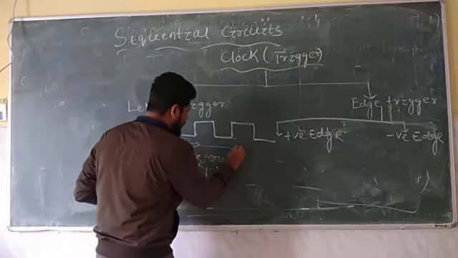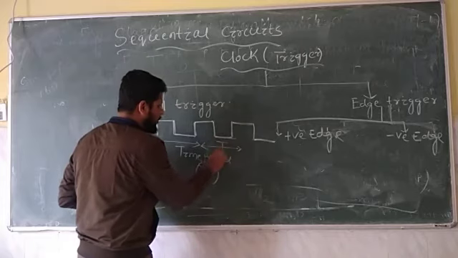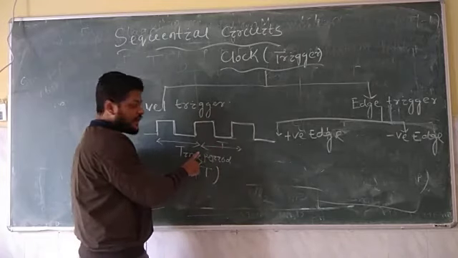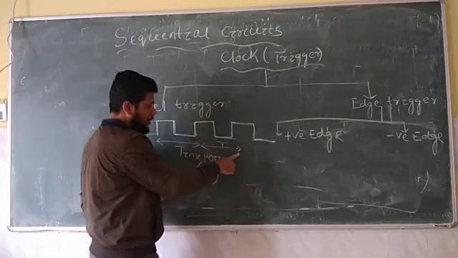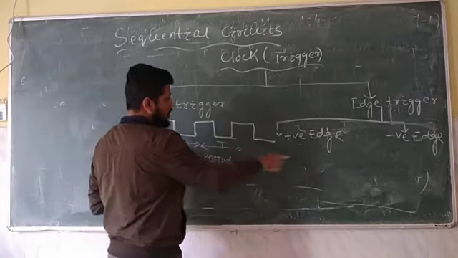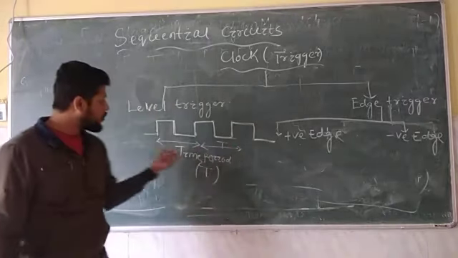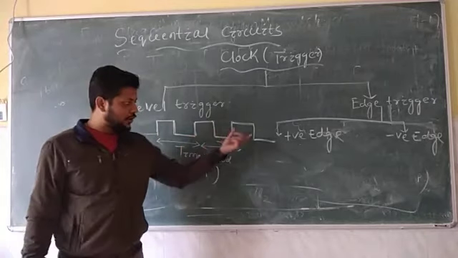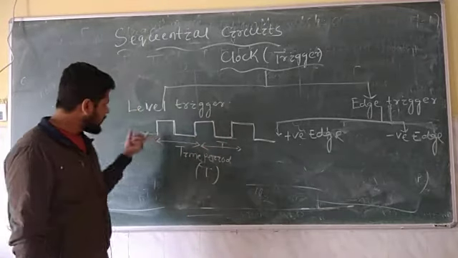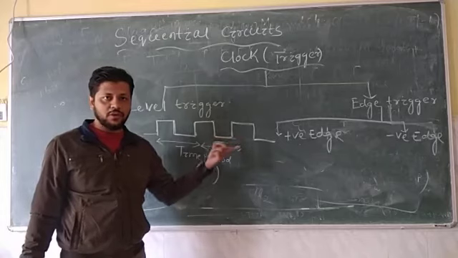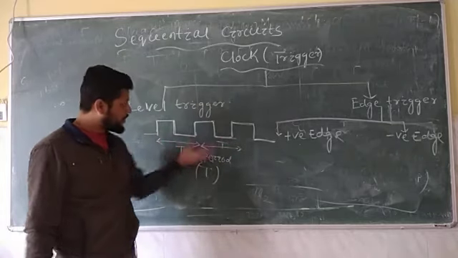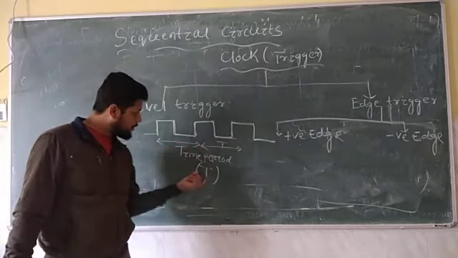Again from here to here, another time period, so from here to here suppose it is t, and from t to t another time period, that is 2t. Again this pulse will be repeated. So this is known as your level trigger or square wave circuit, or you can say a rectangular pulse. Here the pulse is repeated after every time period.